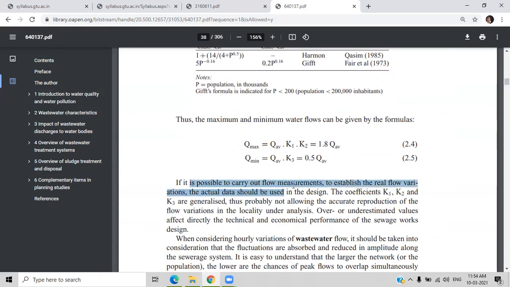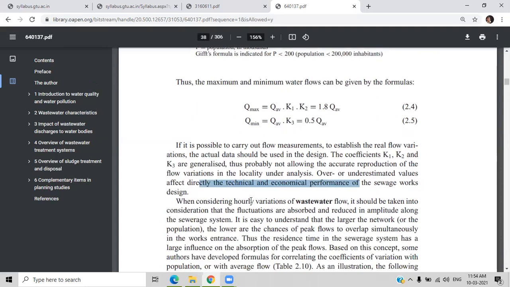It is possible to carry out a flow measurement to establish the real flow variation. The actual data should be used in the design. The coefficients K1, K2, and K3 are generalized, and probably do not allow the accurate reproduction of the flow variation in the locality under analysis. Over- or underestimated values affect directly the technical and economical performance of the sewage work design.